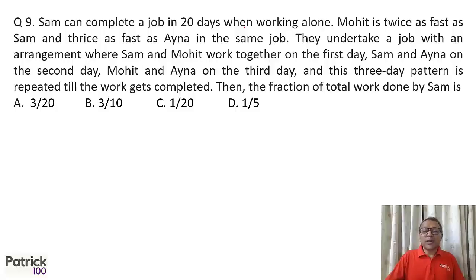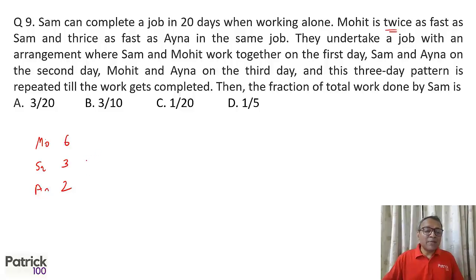Sam can complete a job in 20 days while working alone. Mohit is twice as fast as Sam and thrice as fast as Anya. Means Mohit is twice, double, and triple. So I can say Mohit is a multiple of 6. So the amount of work Mohit does, let's say, is 6 units, because he is twice as fast as Sam. So Sam will do 3 units. If Mohit does 6 units of work, Sam will do 3 units of work. Mohit is thrice as fast as Anya, so Anya will do 2 units of work.